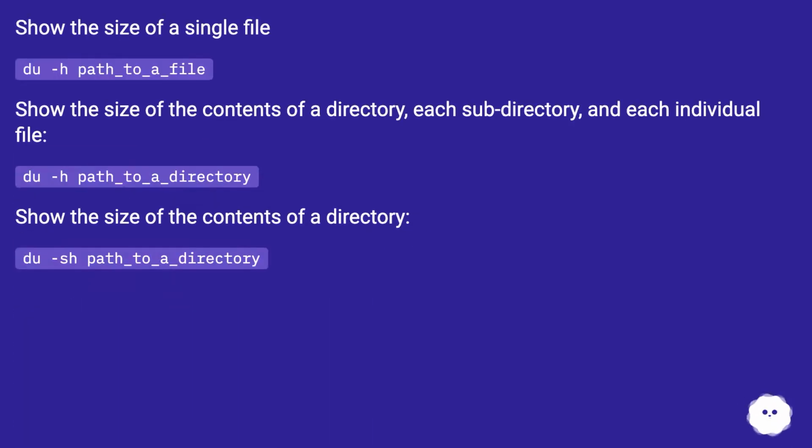Show the size of a single file: du -h path_to_a_file. Show the size of the contents of a directory, each subdirectory, and each individual file: du -h path_to_a_directory. Show the size of the contents of a directory: du -sh path_to_a_directory.